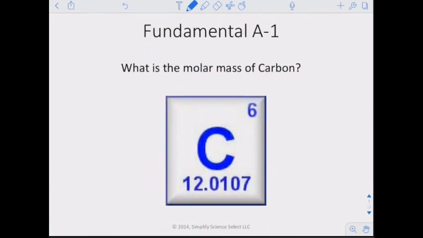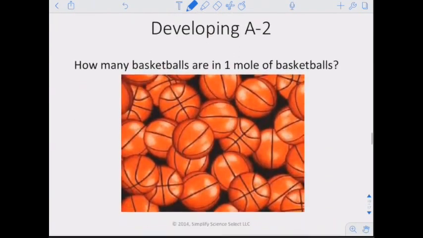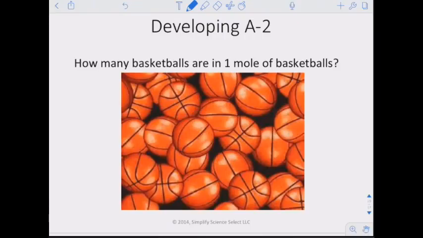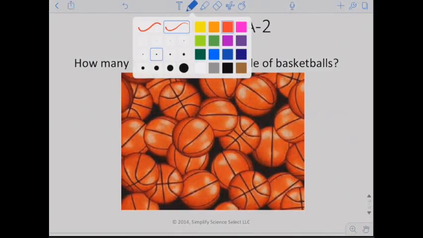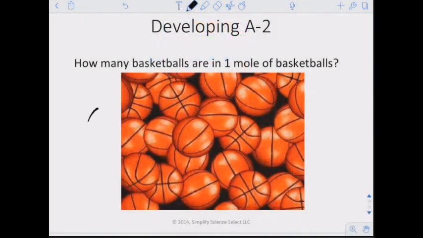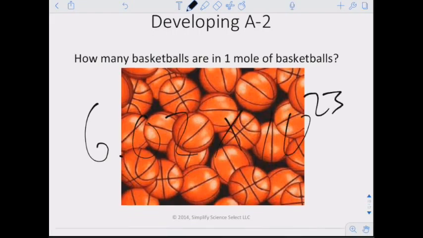So, let's look at our first example. It says, what is the molar mass of carbon? Well, it tells us on the periodic table: it's 12.01 grams per mole. Next question: how many basketballs are in 1 mole of basketballs? We're talking about 1 mole, a quantity, so it is going to be 6.02 times 10 to the 23rd basketballs.